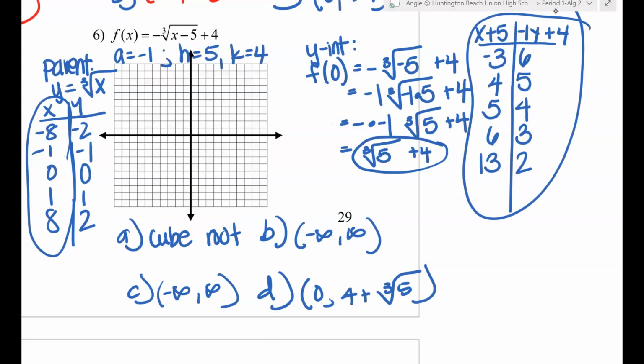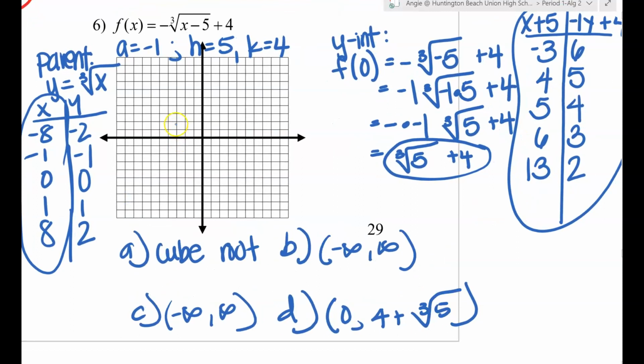Ready? -3. Go up 6, 2, 4, 6. Then 4, up 5. Then 5, 4. This is your h, k point. Then 6 and 3, and 13, up 2. Okay, so it goes like that. Bam. All right. As you can see, domain and range are both all real numbers.